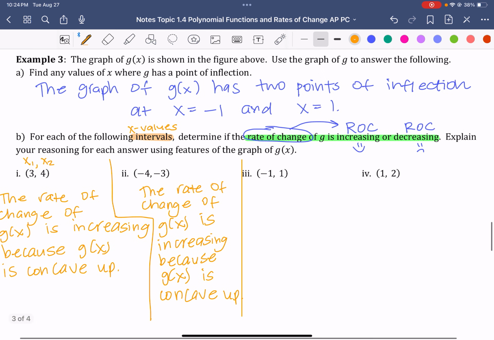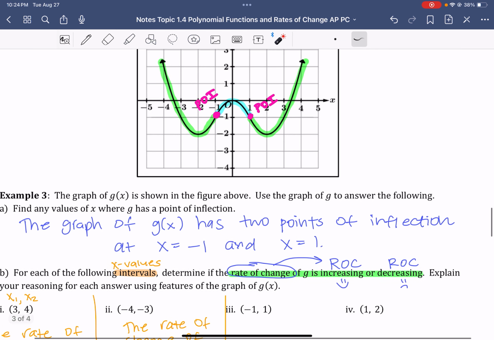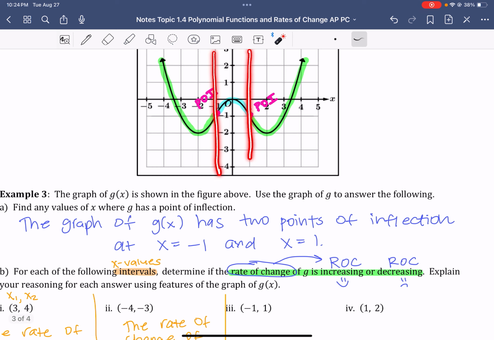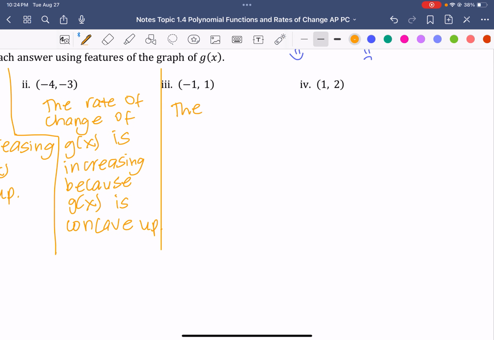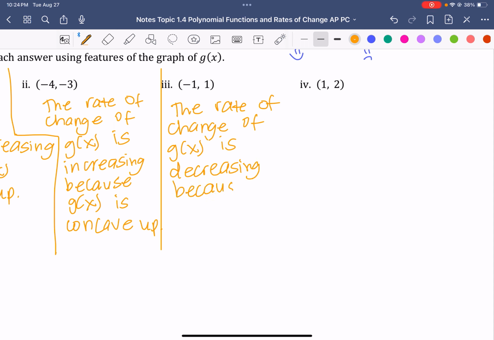The next interval is -1 to 1. I have -1 and 1 here, and you can see that that's part of the frowny face, which means it's concave down, which means the rate of change is decreasing. So we'll say the rate of change of g of x is decreasing because g of x is concave down.